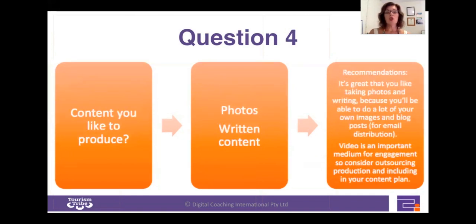Question 4 is, what content do you like to produce? In this case, the operator likes to produce photos and written content. That's great. They like taking photos and writing, because they'll be able to do a lot of their own images and blog posts for email distribution and for sharing on social media.